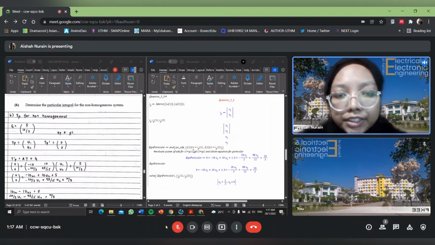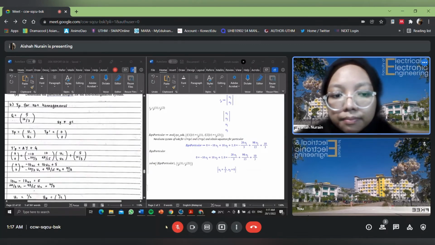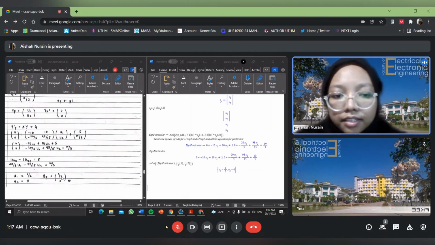For question 3b, it needs to determine the particular integral for the non-homogeneous system, which is yp for the non-homogeneous. So here, I get the answer, and the answer from simulation is also the same as the manual calculation. Then this is the yp value.